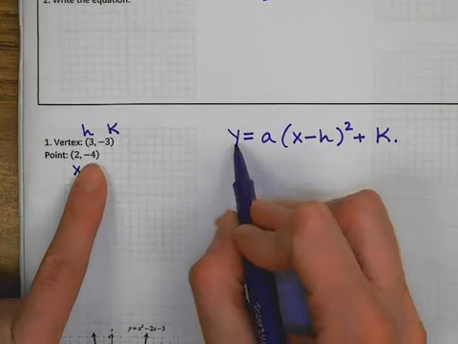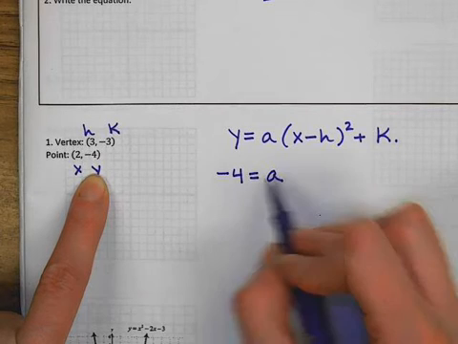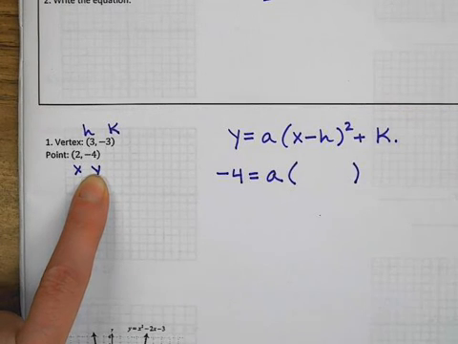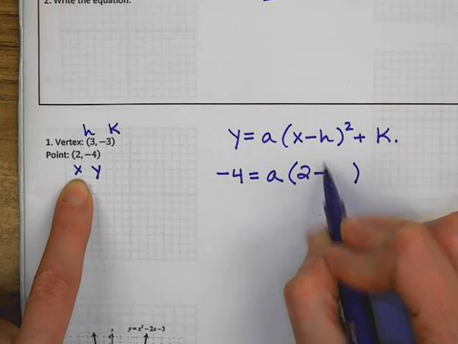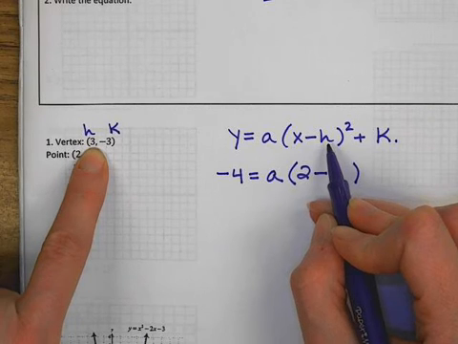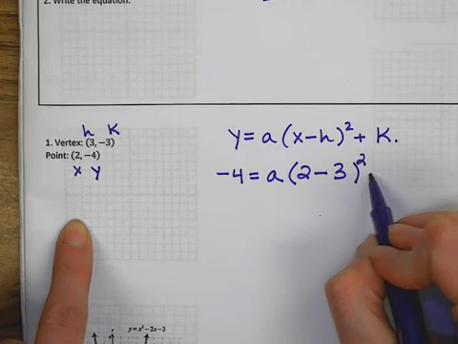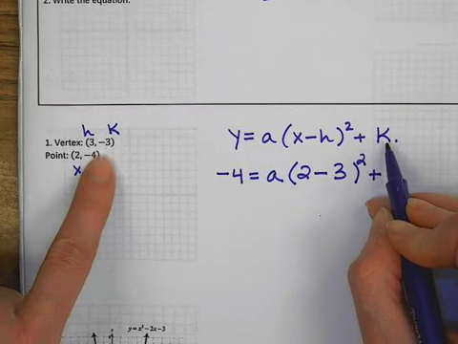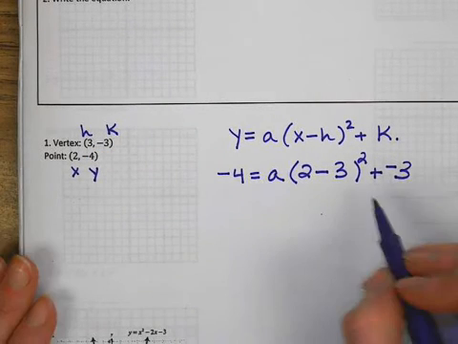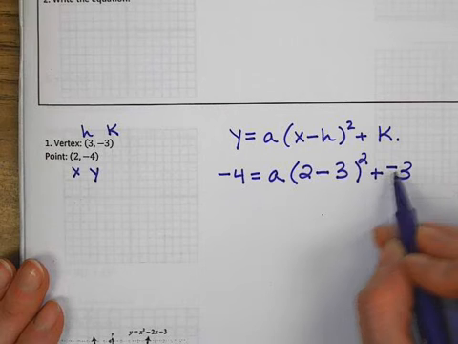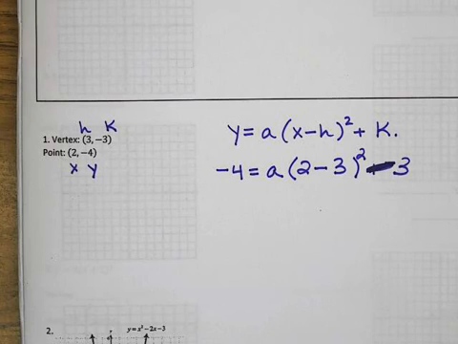All right, so y, we're going to plug in -4. A is always what's missing. And then just as you see it, parentheses, x is 2, minus sign, h is 3, don't forget the squared, and then plus k is -3. Okay, so this is weird. We're not in like 5th grade anymore. Plus a negative, I'm just going to turn that into a big minus sign. But you can do what you want.